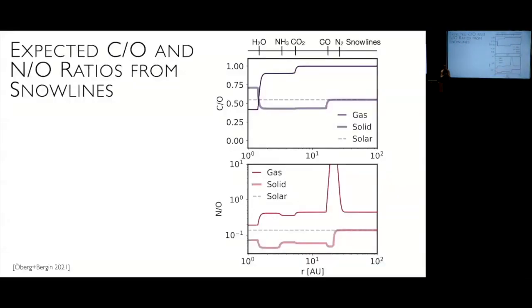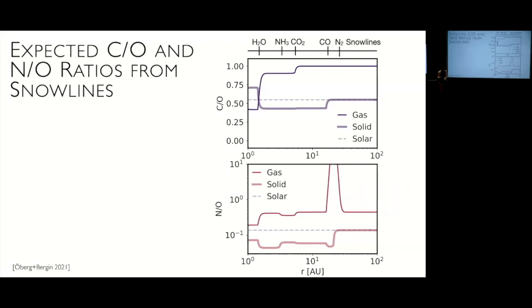In the simplest case, these elemental ratios are simply set by the snow lines of the major carriers of carbon, oxygen, nitrogen, and sulfur in these disks. If you look at the carbon to oxygen ratio, every time you pass a snow line that has a carbon or an oxygen in that molecule, you will change the ratio of carbon to oxygen both in the gas and in the dust. But the main thing I want to point out is that the maximum carbon to oxygen ratio that you can get to is about unity, because CO is such an important carrier of carbon and oxygen. When everything else is frozen out and the only thing left in the gas phase is carbon monoxide, you get to that unity level.